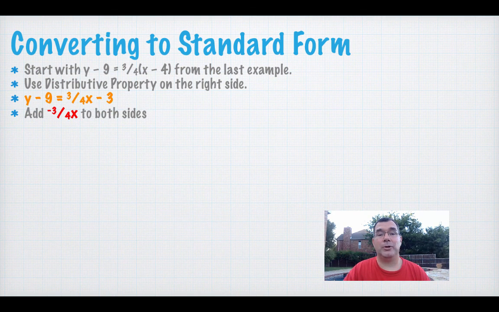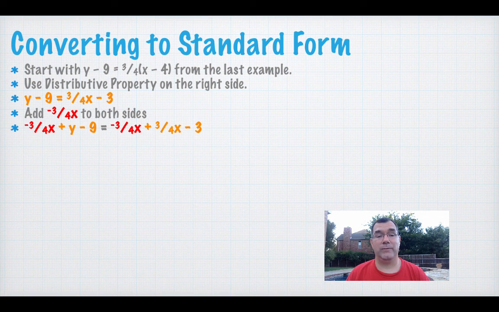Okay. Now remember, standard form means the x's and the y's are all on the left and there's a constant on the right. So the x's right now are on the right-hand side. To get rid of them, I add the opposite, which is negative 3/4 x, and I need to do that to both sides. So I get negative 3/4 x plus y minus 9 equals negative 3/4 x plus 3/4 x minus 3. All right, those x's are going to be gone on the right-hand side, leaving me with just a constant. So now I have negative 3/4 x plus y minus 9 equals negative 3.